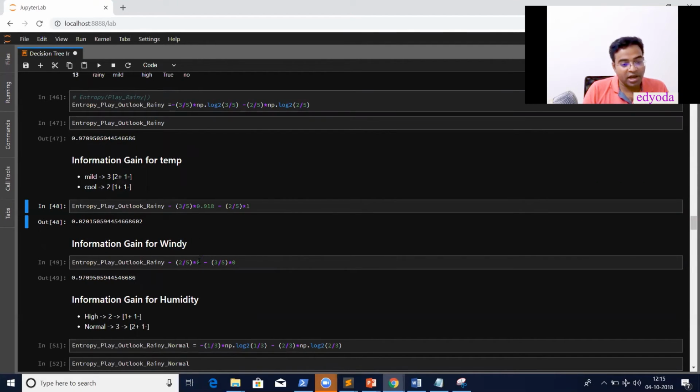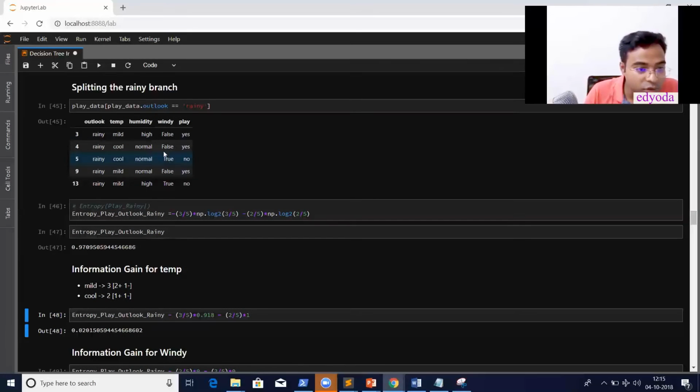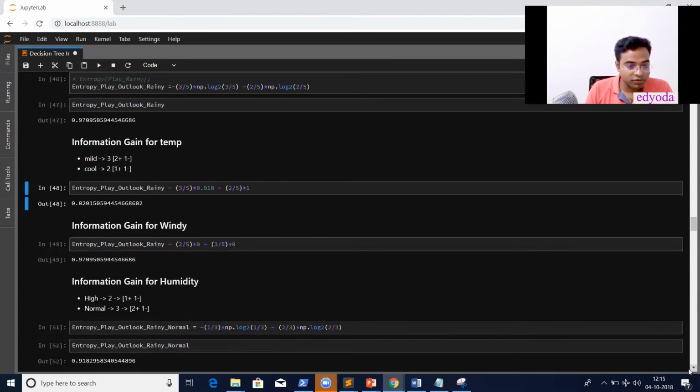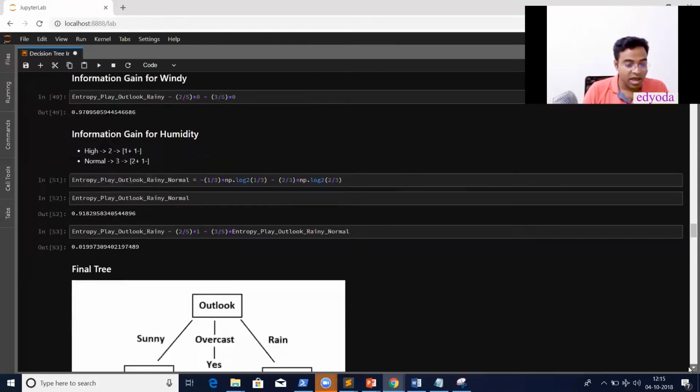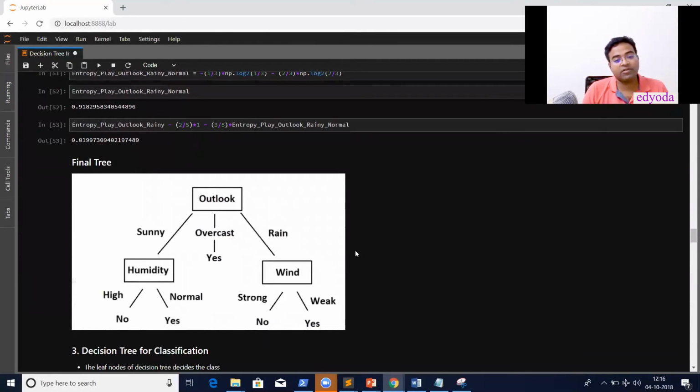Then we do this for windy. Okay, so windy: false, false, yes, yes, false, yes. So you're playing in all the false cases, and no in the others. So of course the entropy is 0 for both the cases, right? That's why for windy it is 0, 0. So the information gain is this, and for humidity you again do the same calculation. So what we can see here is the information gain when you're splitting based on windy is high compared to others, and that's why your tree becomes this. This is the final tree.